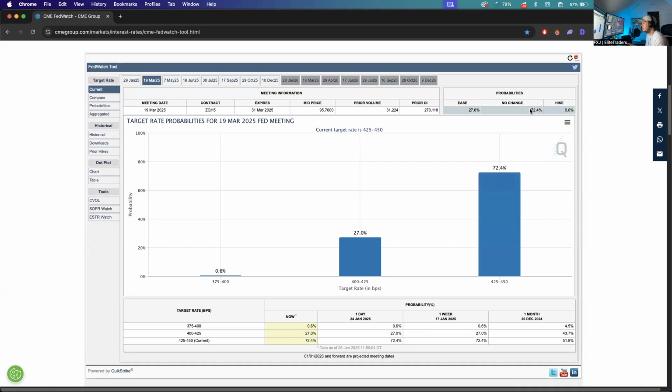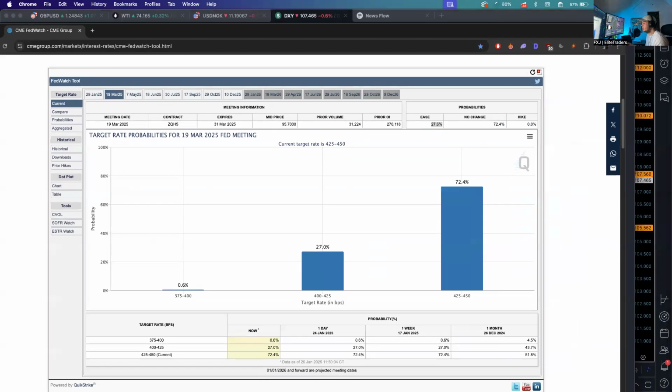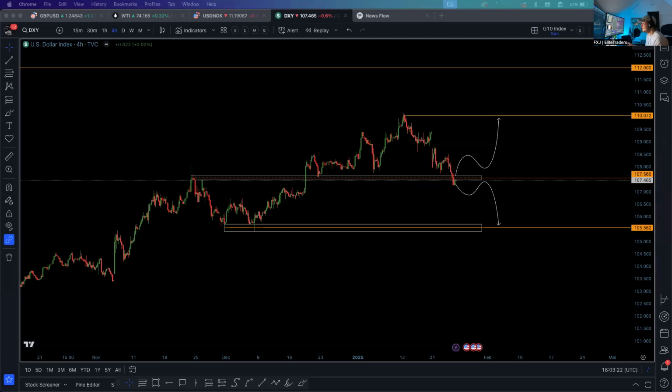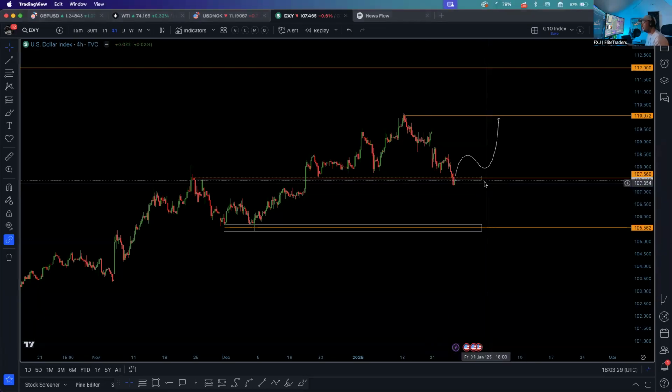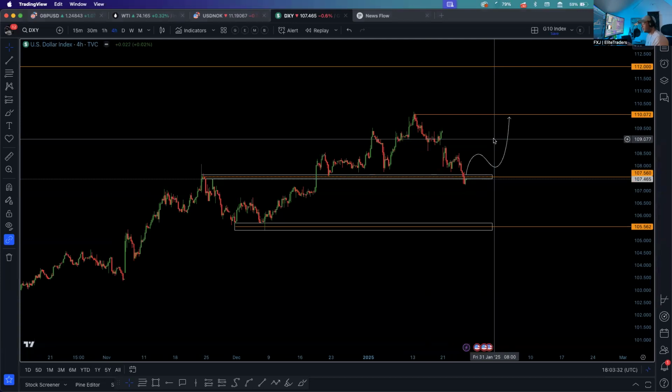We can see the probability of a hold is still 72.4%. The probability of an ease is 27.6%. So we're not really in dangerous territory in terms of the Fed actually cutting rates. So again, we'll have to take that on a data by data perspective. So for now, my outlook on the dollar remains bullish because the fundamentals, the overlying macros driving this market, are still bullish, regardless of what Trump has said and whatever else is going on. The core fundamentals are still bullish.